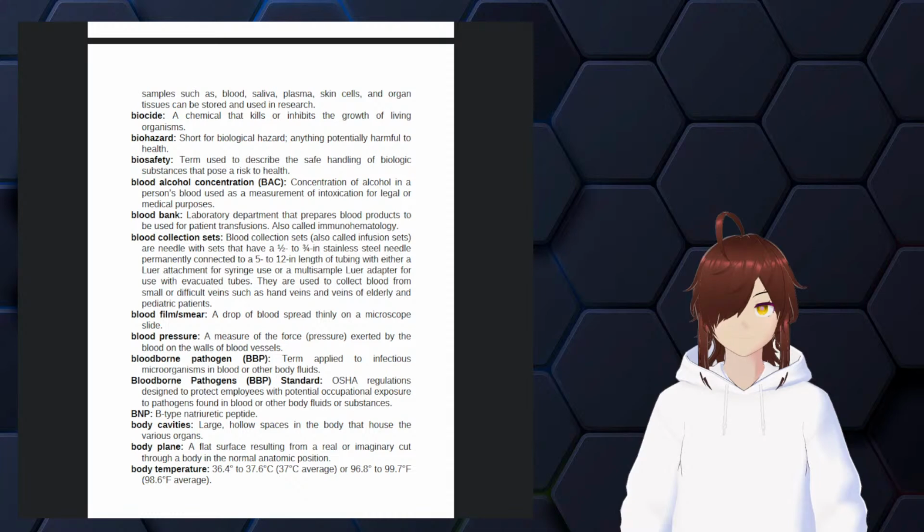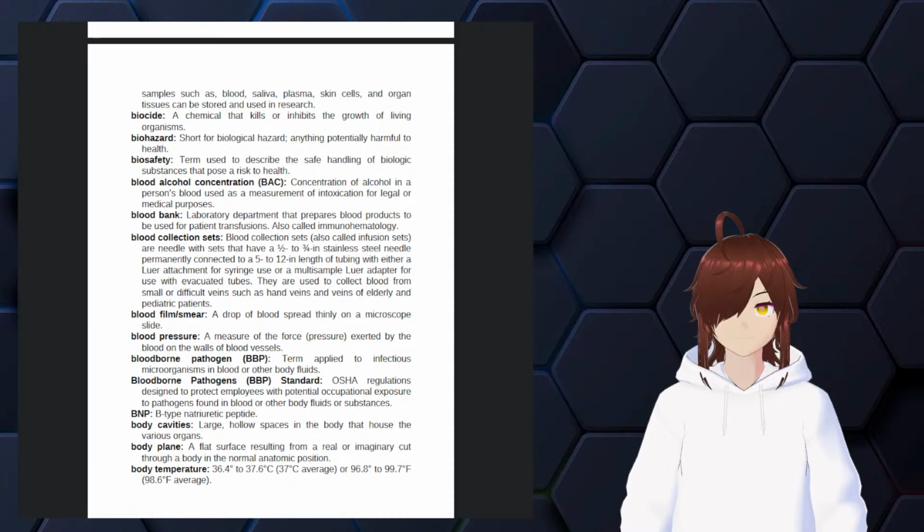Blood pressure: a measure of the force, the pressure exerted by the blood on the walls of blood vessels. Bloodborne pathogen, BBP: term applied to infectious microorganisms in blood or other body fluids. Bloodborne Pathogens Standard, BBP: regulations designed to protect employees against occupational exposure to pathogens found in blood or other body fluids and substances.